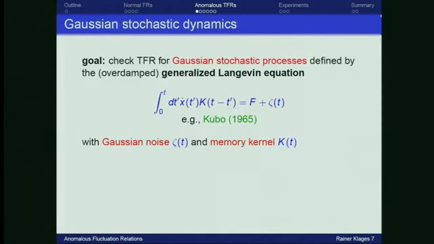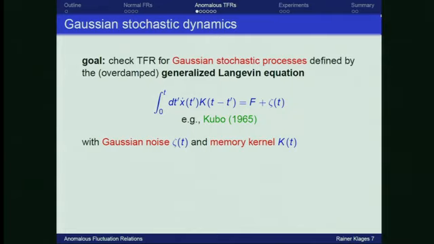Now, that's what I want to do. I want to check the transient fluctuation relation for Gaussian stochastic processes defined by this generalized Langevin equation that we have seen before. Generalized in the sense that here we have a memory kernel on the left-hand side. So we integrate, the friction is more complicated. It's not Stokes. It has a time-dependent memory kernel. And such equations have been around for a long time already, by Kubo and many others.